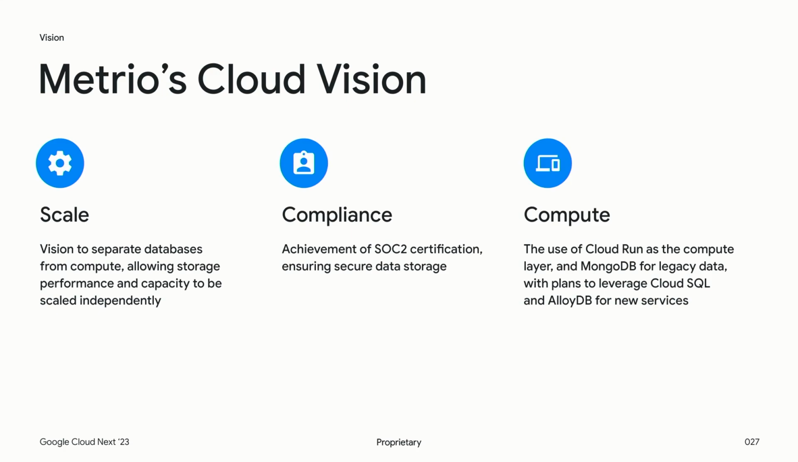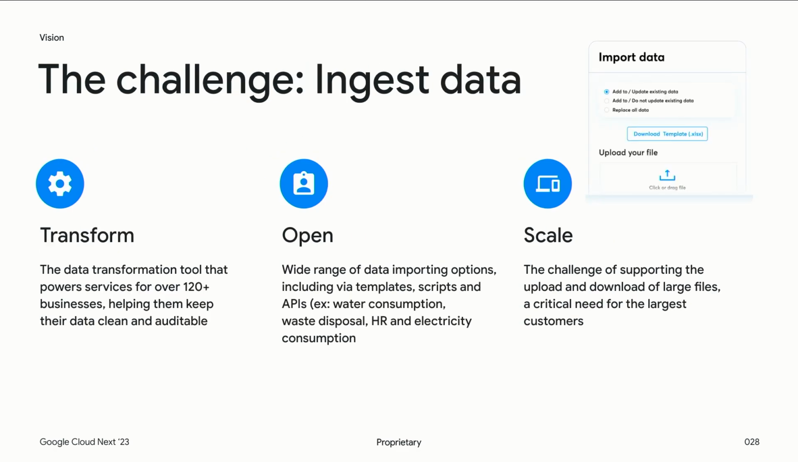Metrio uses 6 Cloud Run services per customer and has over 800 Cloud Run services running in production today. Metrio's data ingestion tool powers over 120 businesses, helping them keep their data clean and auditable with an edit history and activity log. They allow a wide range of data onboarding options, including templates, scripts, and APIs. This data can come from various sources, including water consumption, waste disposal, HR, and electricity consumption.